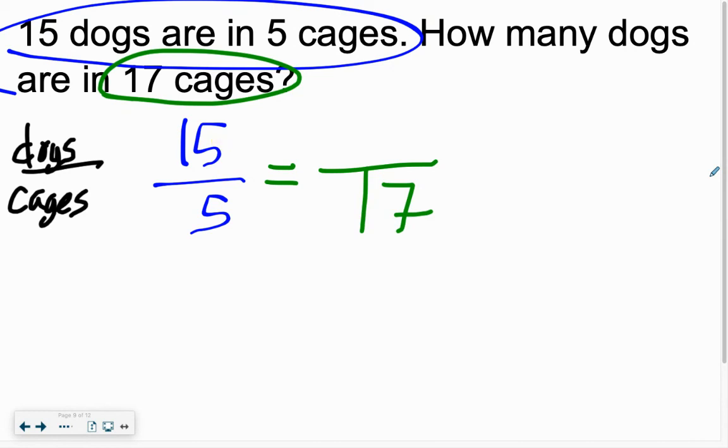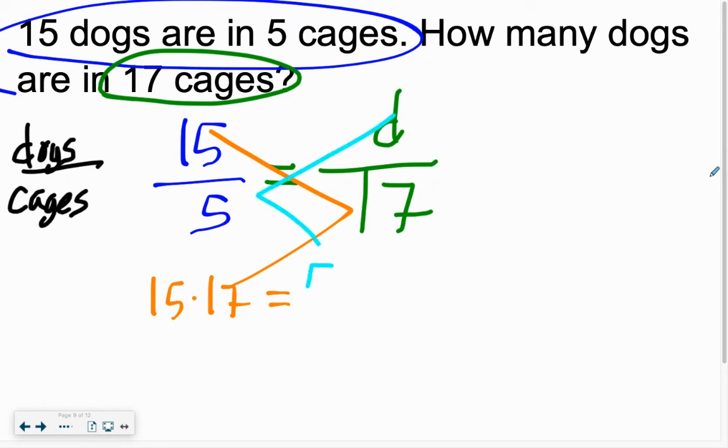Now, for something unknown, put in a variable. I'm going to give you a life hack. I'm putting the letter D in. Why? It stands for dogs. That's a little reminder to myself when I'm all said and done that I need to have a label, and that label is going to be about dogs. So here we go. Boom, boom, ricocheting off. 15 times 17. Don't tell me what that equals. Show me the other cross product. 5 times D. Once you have those written in, then you may grab a calculator. Then you may do math and tell me that that is 255 equals 5D.